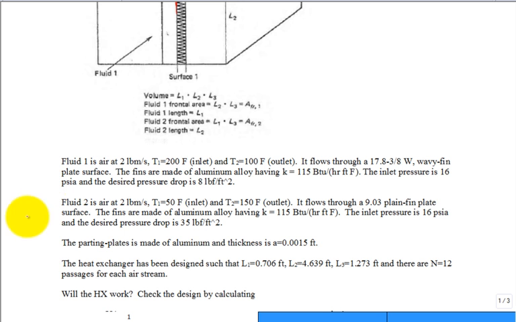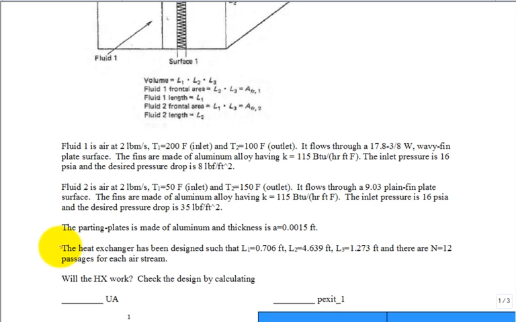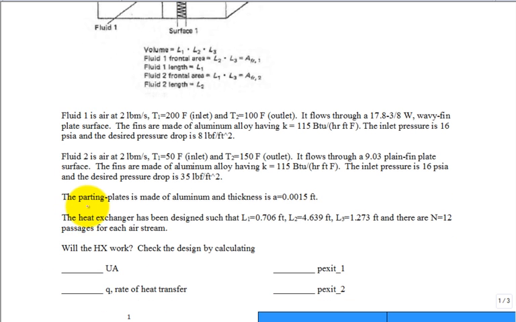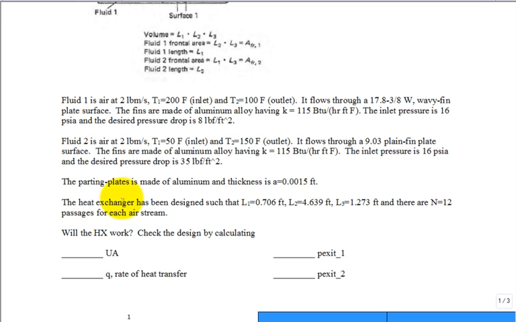Okay. Will the heat exchanger work? That's your question. Check the design by making some calculations. At a minimum, check U and A. Calculate UA. Calculate Q, the rate of heat transfer.